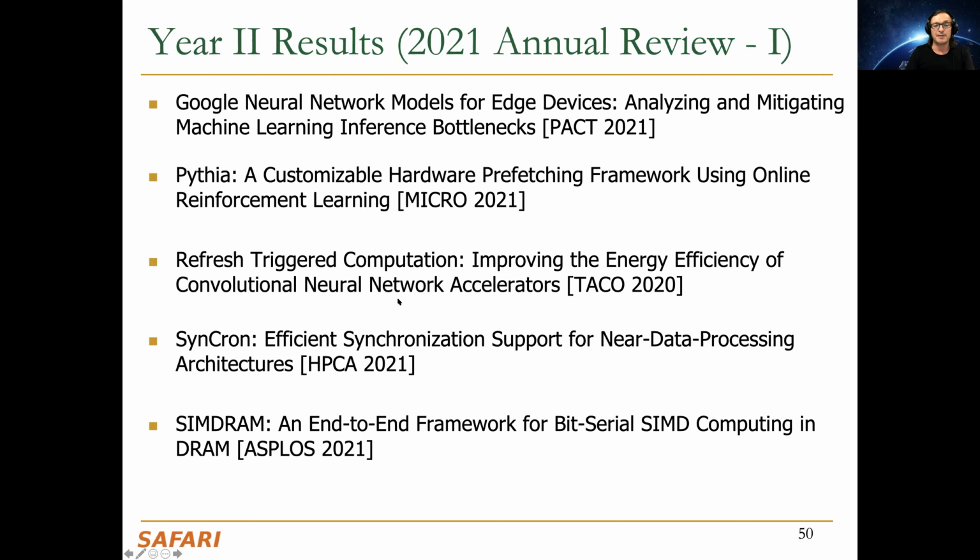We have been working on aligning refreshes with accesses so that we can improve convolutional neural network accelerators, especially energy efficiency, by essentially eliminating read accesses or refresh accesses, depending on the way you look at it. And we see significant benefits out of that. We've been looking at synchronization support for near data processing architectures, which I will hopefully briefly talk about. And we have also been looking at end-to-end frameworks for bit-serial computing using in-DRAM computation, which could be useful for many different machine learning tasks.